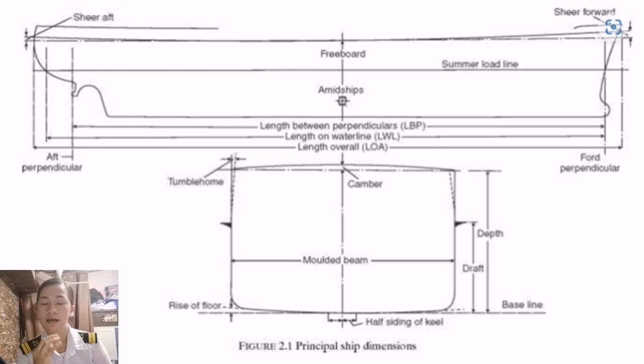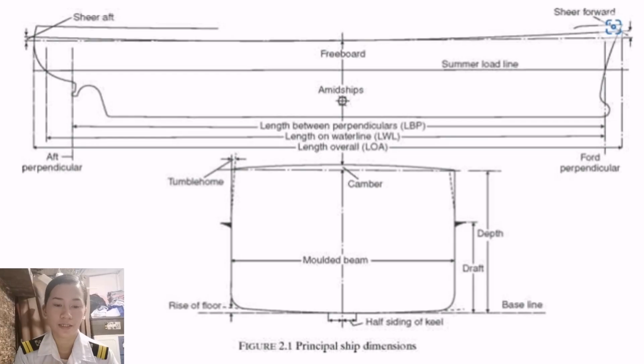Okay? So earlier we had shear aft, shear forward, freeboard, midships, summer load line, length between perpendiculars, length on waterline, length overall, aft and forward perpendicular, the camber, the tumble home, the molded beam, the rise of floor, the depth, the draft, the baseline, the half siding of the keel or the siding of the keel. Those are examples of dimensions of our ship. Same as the parts of the ship, we will also discuss these one by one so that you will know where each dimension is located.